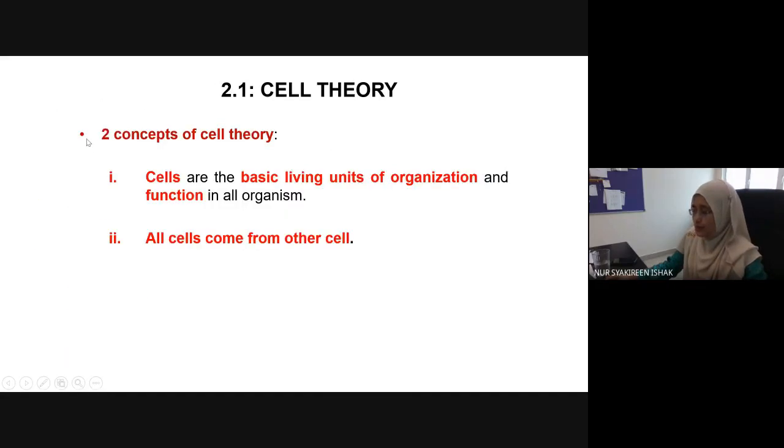So, two concepts of cell theory. This is the cell theory. The two basic concepts are: one, cells are the basic living units of organization and function of all organisms. And the second, all cells come from other cells. In order for a cell to exist, it is made from pre-existing cells.